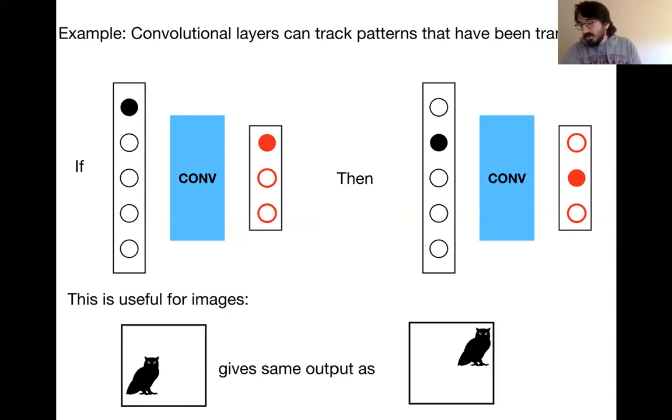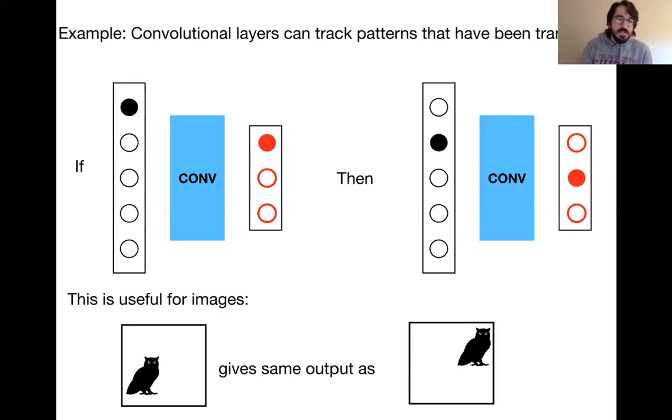One reason you might want to use them is that they can track patterns that have been translated, so moved a little bit. It's very easy to see in the 1D case. If the input vector is just 0s and 1s, and the parameters in my convolutional layer are such that the output is 0s and 1s, where 1 is just the filled-in circle, then if I translate that one step, the output will also be translated one step, because you're computing each output using the same weights, the matrix that's just translated each step in the convolutional layer.